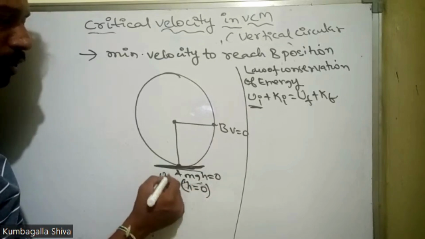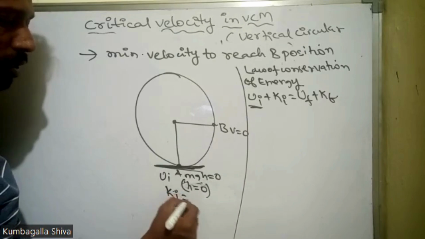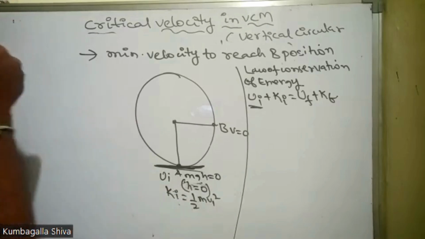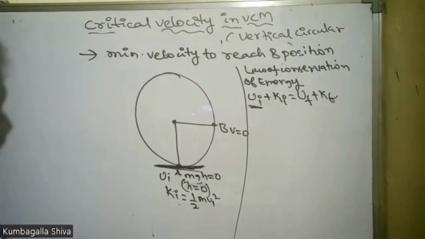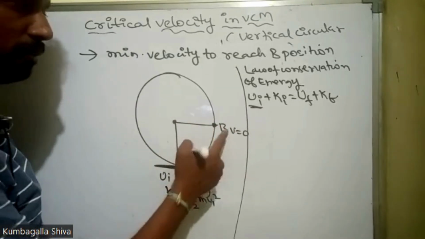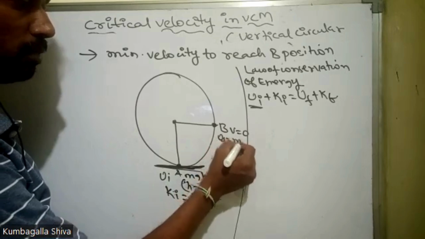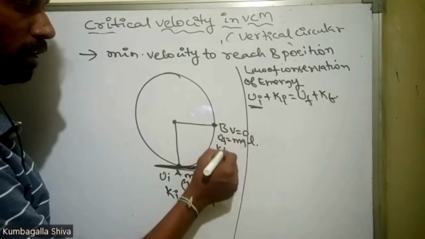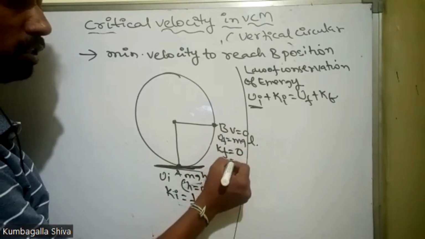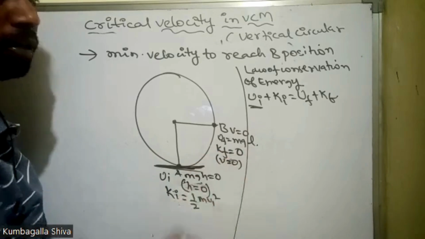And we have the initial potential energy 0, and you are given some velocity, that is K initial, half mv1 square. At reaching the B position, it will have some final height, that is U final, which is mgL, and final kinetic energy will be 0, since velocity is equal to 0. Why is the final velocity 0? Because velocity is equal to 0 at the final stage.